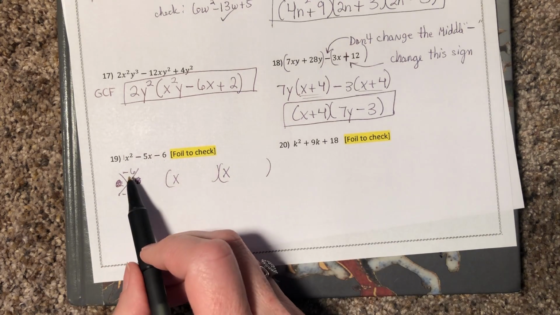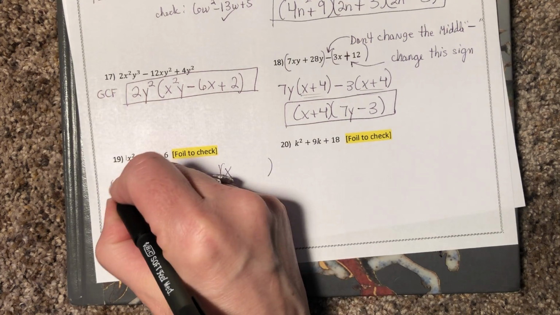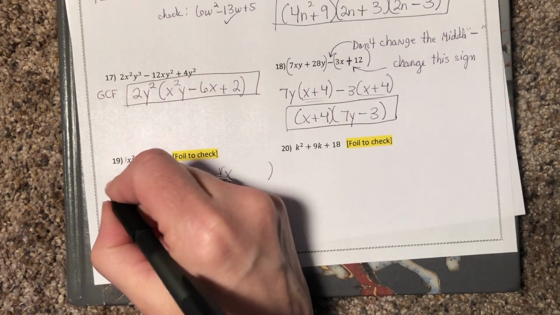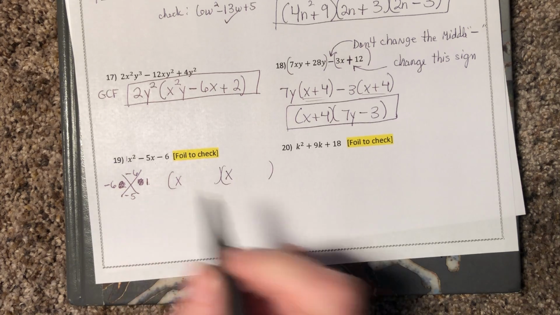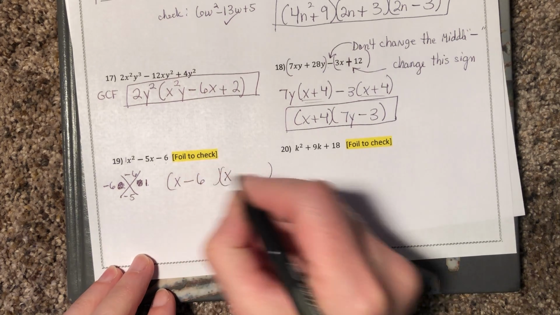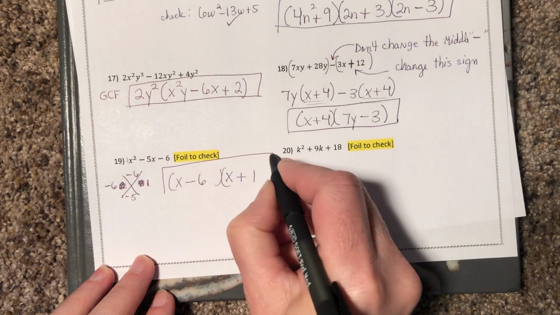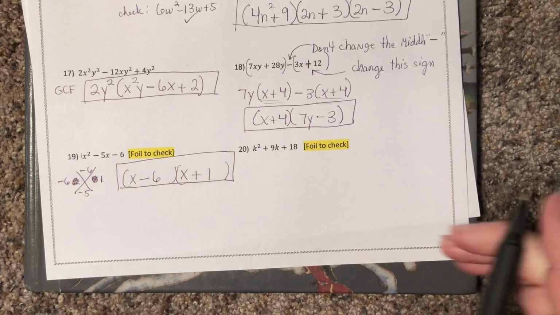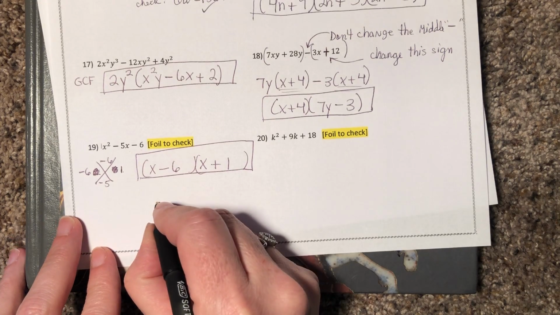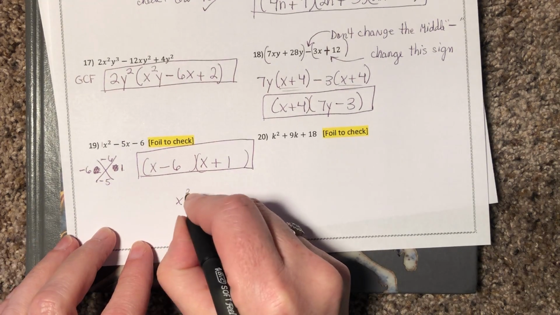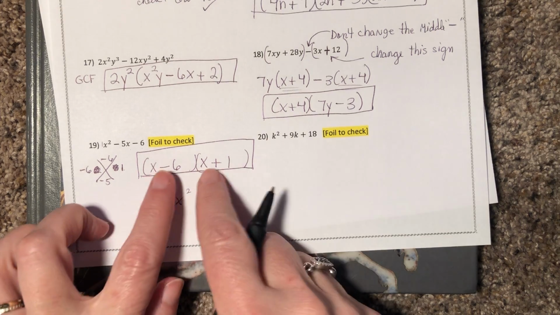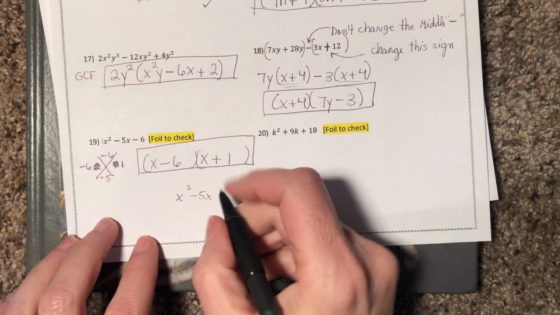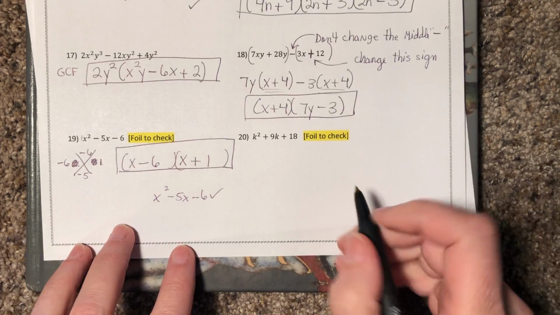What else could I try? 6 and 1. Don't forget about that combination. All right, 6 times 1. Now I can make that negative and that positive. So everybody's good. So x minus 6, x plus 1. All right, nothing factors farther. Oh, foiled the check. So the check is going to be x squared, positive x, minus 6x gives me minus 5x, last minus 6. Okay, foiled the check.